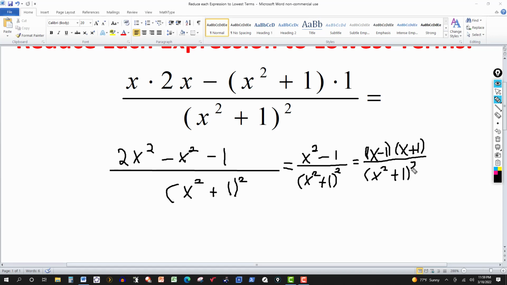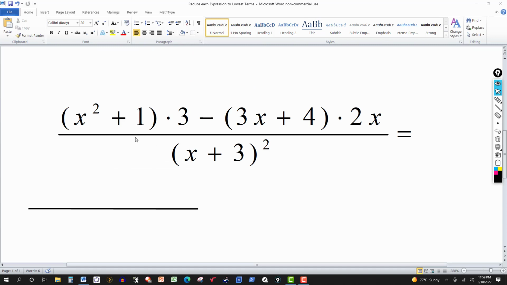quantity squared. And then at this point, if there were any factors in common with the numerator and the denominator, then we divide those out. But in this case, there's nothing that'll divide out or cancel. So x minus 1 times x plus 1 over x squared plus 1 quantity squared is the final answer.